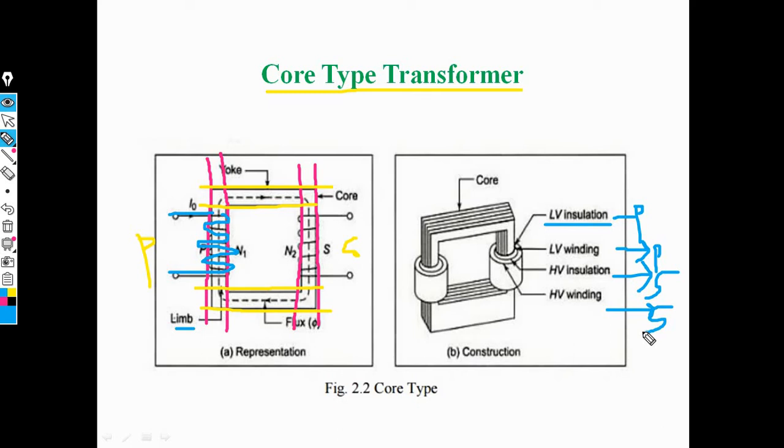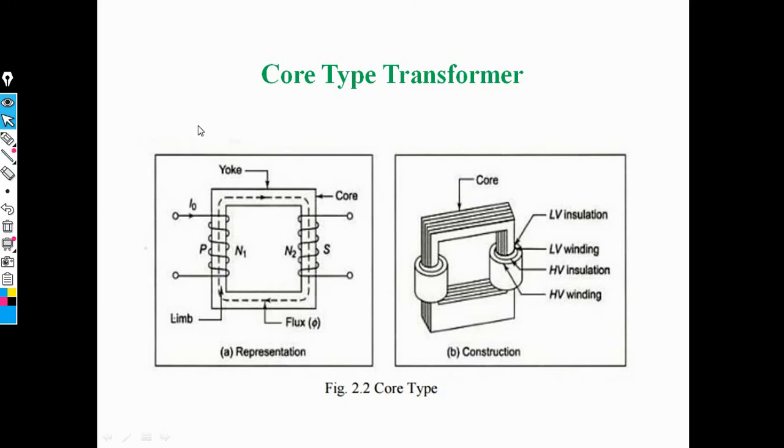Okay, now the first type of transformer is called the core type transformer, in which the primary winding and secondary winding are placed on the limb section of the transformer. Then in a core type transformer, the low voltage winding is called the primary winding and the high voltage winding is called the secondary winding. Okay, now this is the construction diagram of the core type transformer. Okay, now we have to explain.